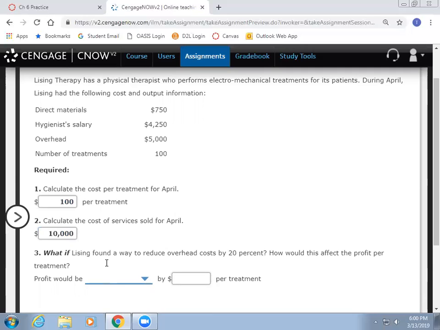1,000, good. So really, to figure out per treatment, we would just take that 1,000 and divide it by the 100 treatments. You should get, profits would do what? Increase, perfect, by $10 per treatment. Because you've lowered, I just calculated how much the overhead reduction would be. So 5,000 times 20%. So our overhead went down $1,000 divided by total number of treatments. That's a $10 increase of profit per treatment.